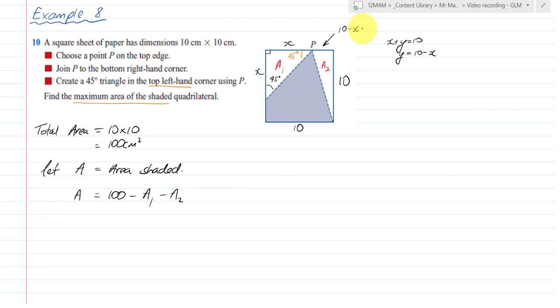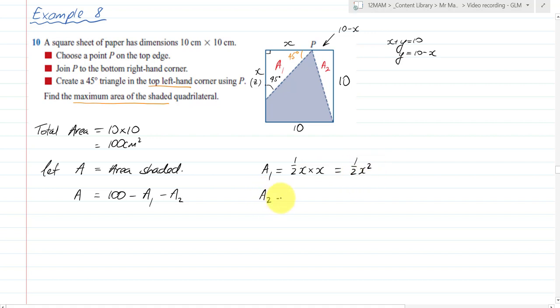You might introduce a y, you might introduce a z here, and then prove that z is equal to x. But let's just work with the geometry and our understanding of isosceles triangles and squares. So the area of the shaded region is equal to 100 minus area 1 minus area 2. But what is area 1 and area 2? Well, area 1 is going to be equal to a half x times x, which is a half x squared. Hopefully you can see that.